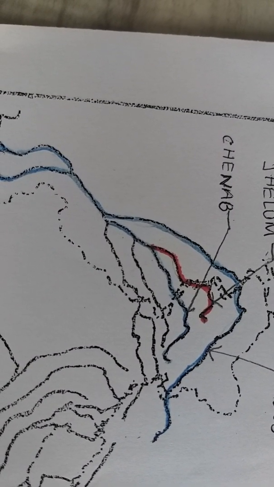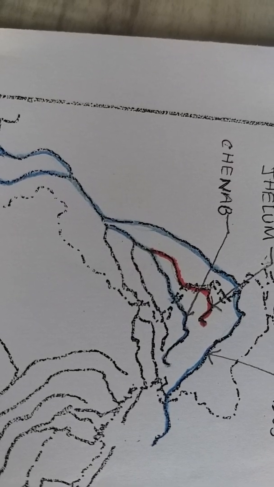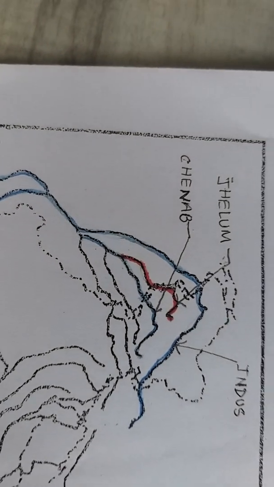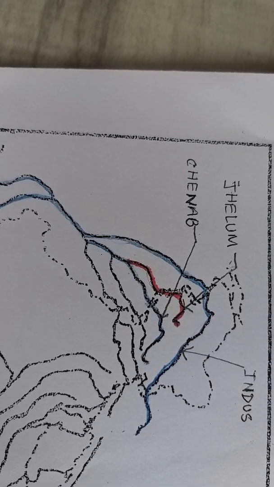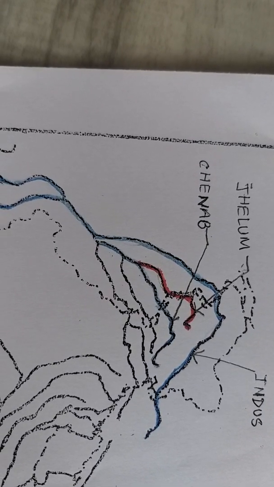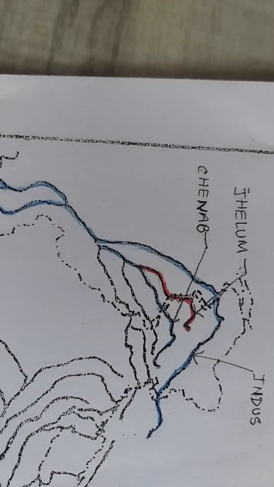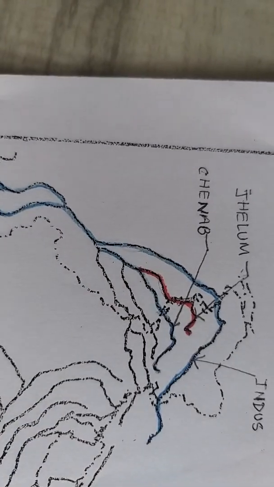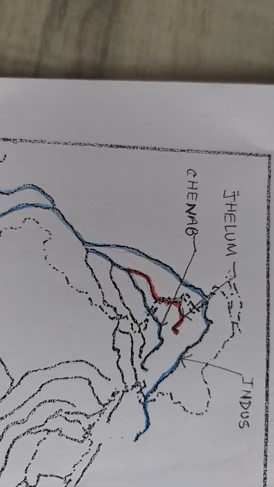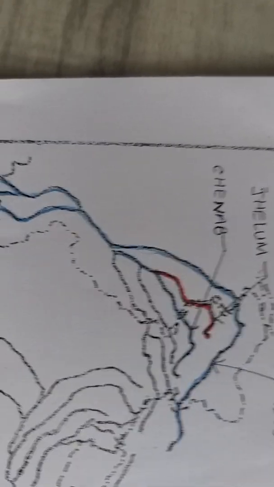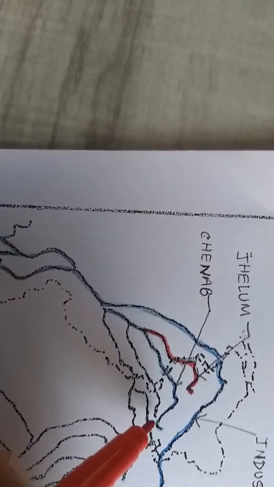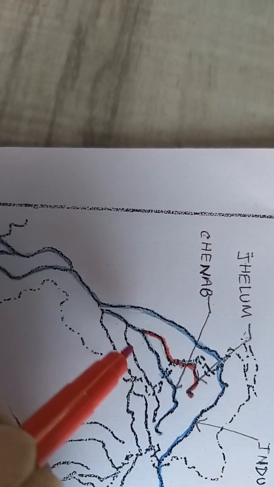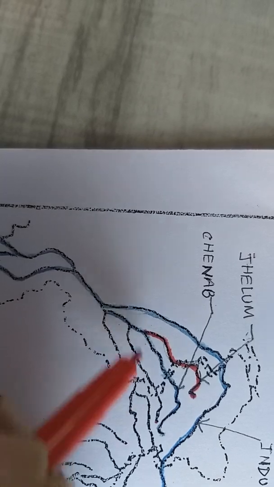Now let's mark the fourth line. The first line was Indus, the second line was Jhelum, the third line is Chenab. Now I am going to mark the next line, that is the river Ravi. The sequence is Indus, Jhelum, Chenab, Ravi. I will use a different color pen so that you can remember from where to mark. It starts from this point and it connects this, the Chenab river at this point.